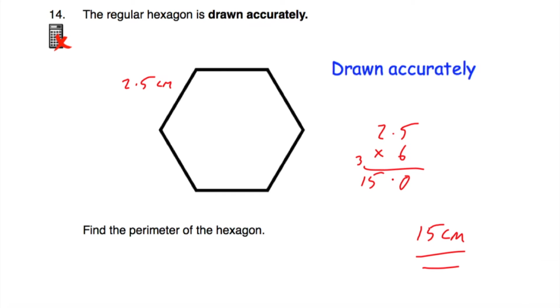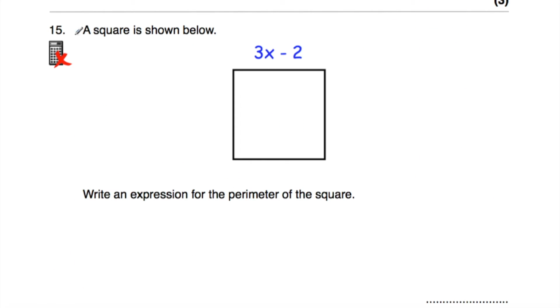Okay, let's have a look at our next question, question number 15. Question number 15 says a square is shown below. So we've got this square. I've been asked to write an expression for the perimeter of the square. The length at the top of the square is 3x minus 2. Because this is a square, all the sides have got the same length. So the right hand side would be 3x minus 2, the bottom would be 3x minus 2, and the left hand side would be 3x minus 2.